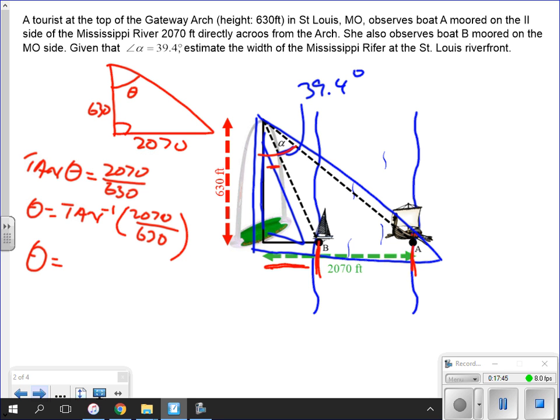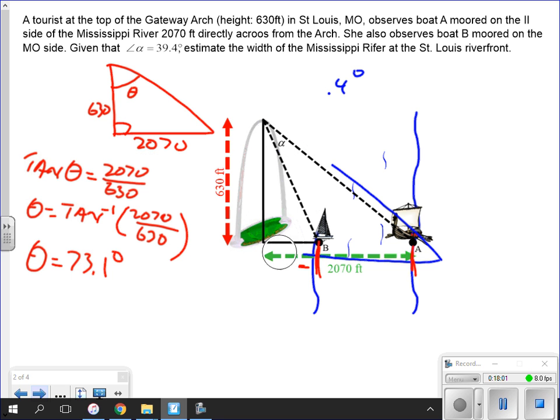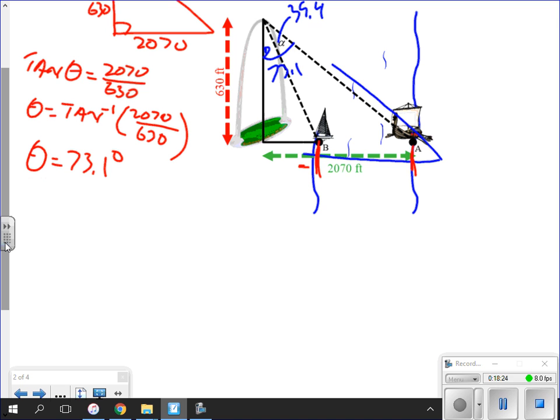And I get 73.1 degrees. So let's clean up some of this off here. So this is 73.1. This is 39.4. I'm going to call this beta. That's the other angle I like to call. Doesn't really matter.